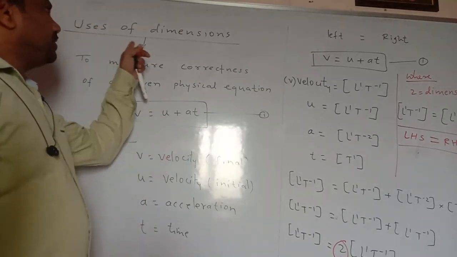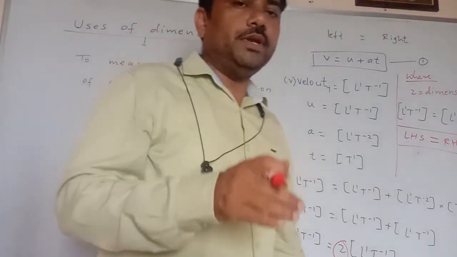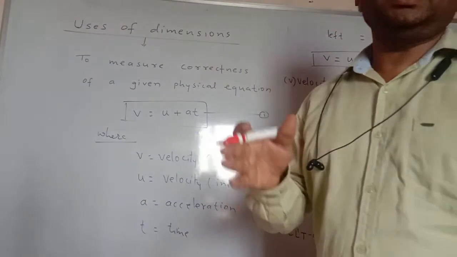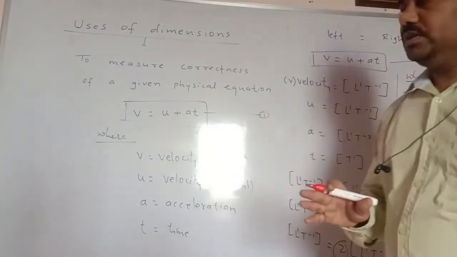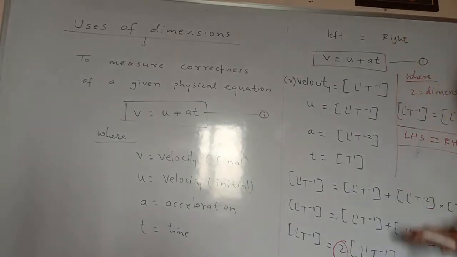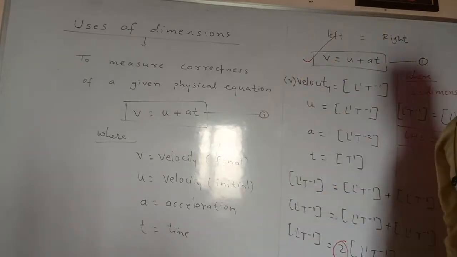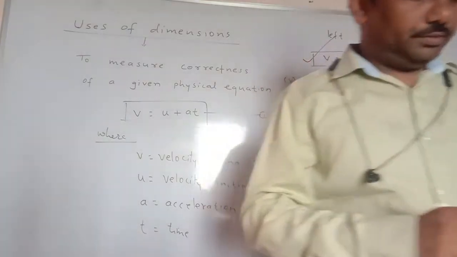Okay, so what are the uses of dimensions? Using the dimensions we can check whether the given equation is correct or not. So using these uses of dimensions, we can prove that LHS is exactly equal to RHS. It means that the given equation is correct.